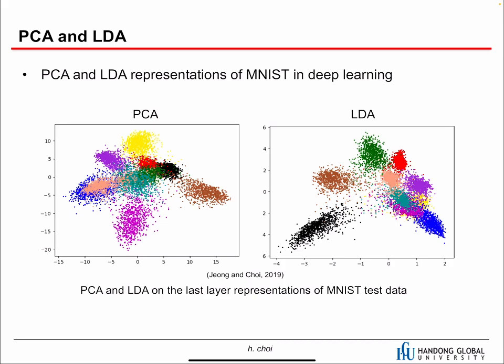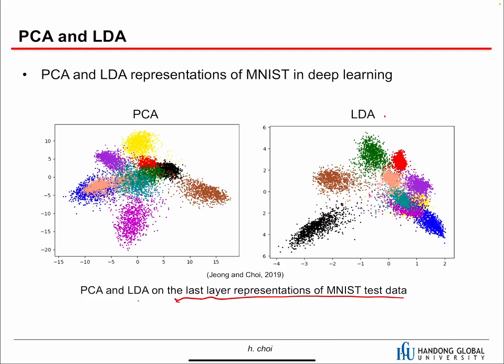When we apply PCA and LDA on the same dataset, we can compare PCA and LDA. We actually trained a deep neural network, and then we got the last layer representations of MNIST test data. You don't have to worry about these things, okay? So we got some data, and then we applied PCA to get the two-dimensional representation, and we applied LDA to the same dataset to get a two-dimensional representation.